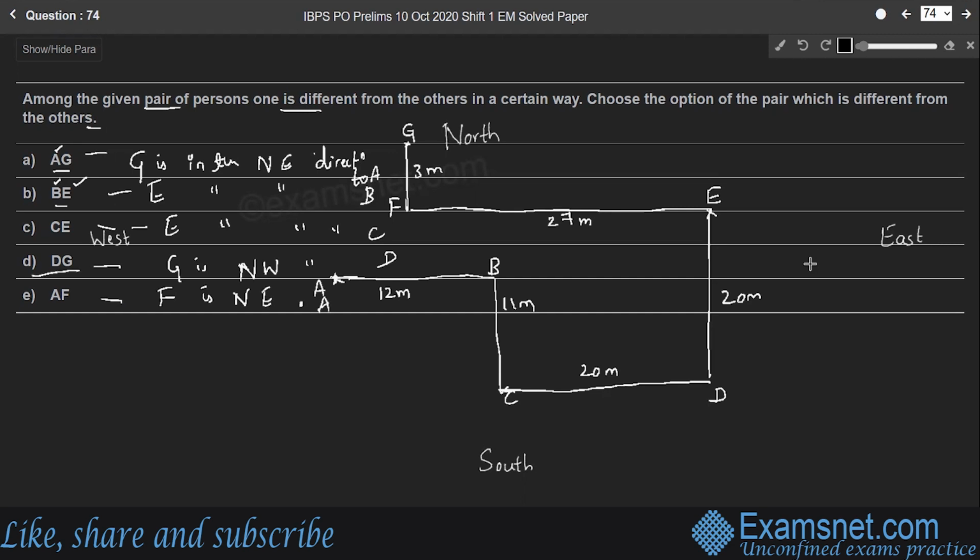Except option D, DG, in all the other options the second person is in the northeast direction of the first person. Therefore, option D is the right answer. That means option D doesn't belong to the group.